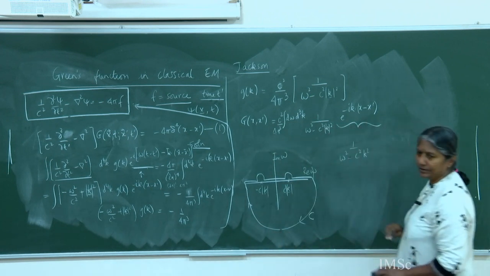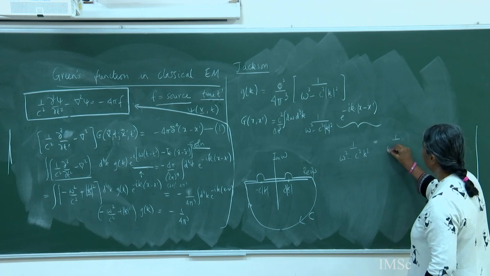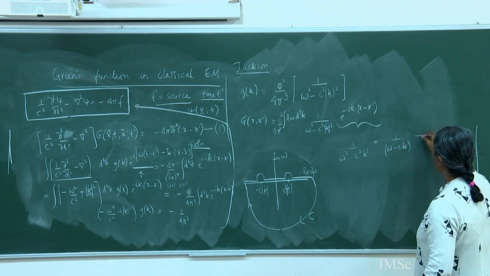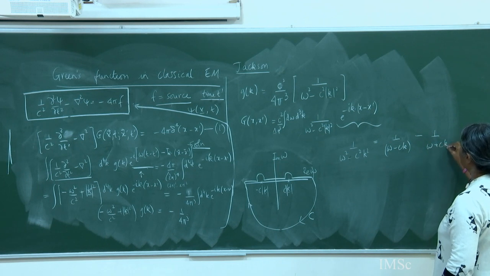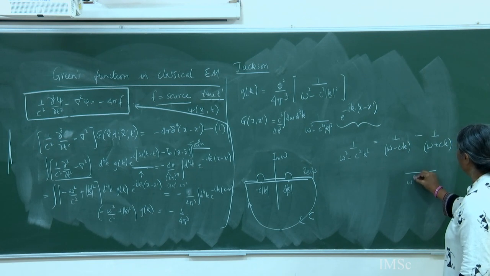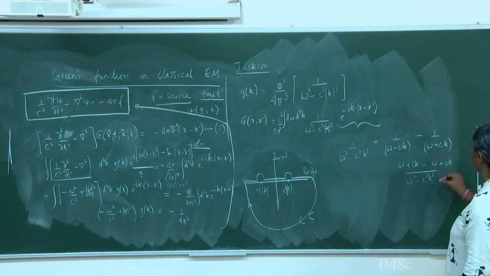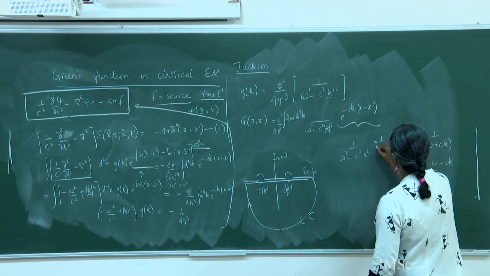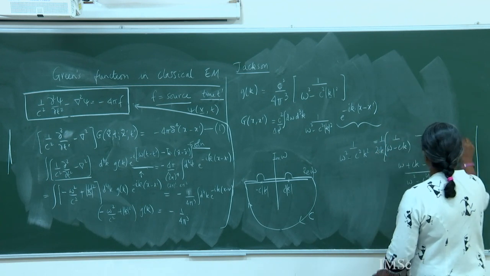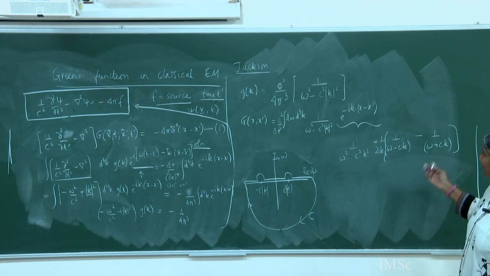I am going to write k without the vector sign and mod sign, just to speed things up a little. So I want to write this as omega minus ck times omega plus ck. What will I get? This is omega squared minus c squared k squared. This is omega plus ck minus omega minus ck, so this will be 1 by 2ck. Sorry, I just wrote fractions. I hope you know how to do this. So this is my solution.